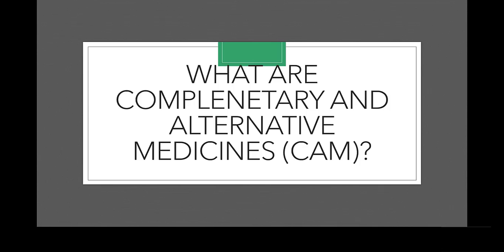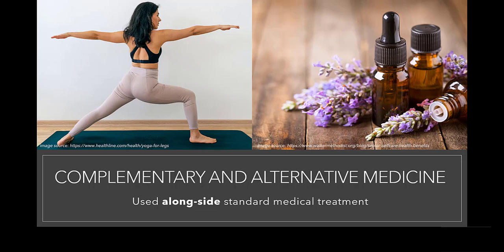So first, let's define complementary and alternative medicines. So what is it? Complementary medicine is a practice, treatment, or medicine that is used alongside standard forms of medical care and treatment. When we are referring to CAM, we are referring to this method of complementary medicine where other methods of care and treatment are used in conjunction with what a doctor has prescribed or recommended.